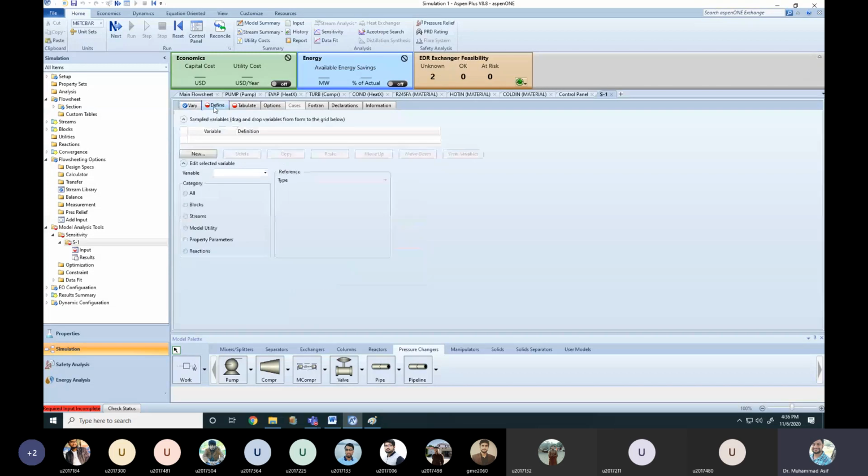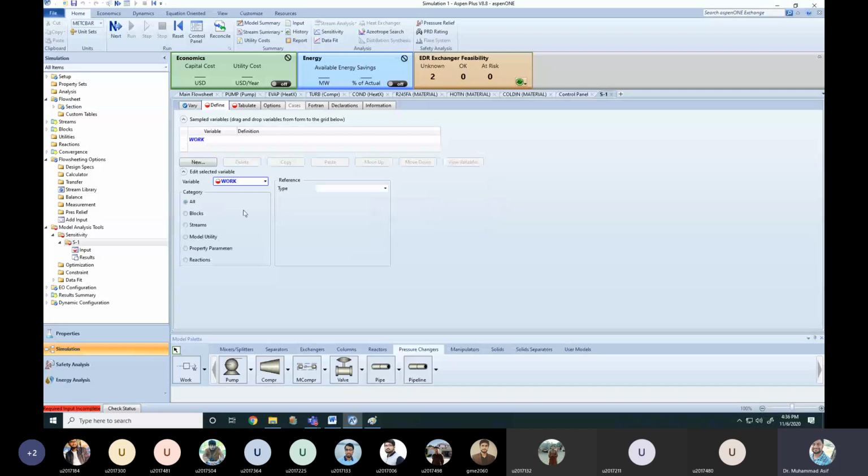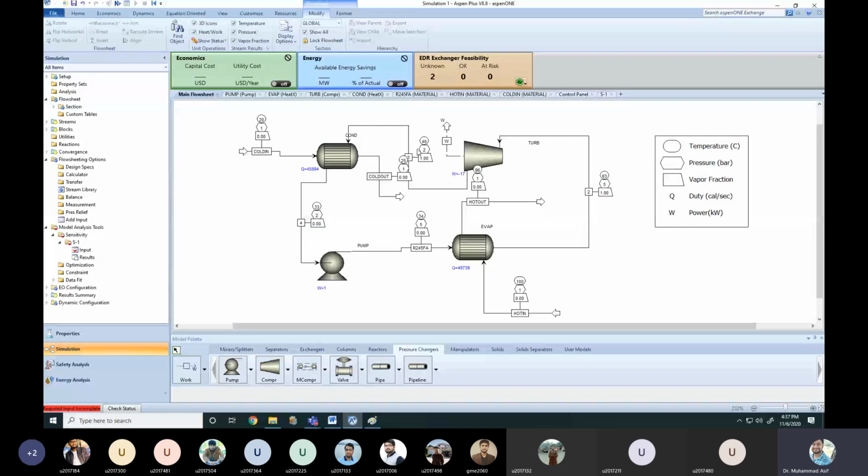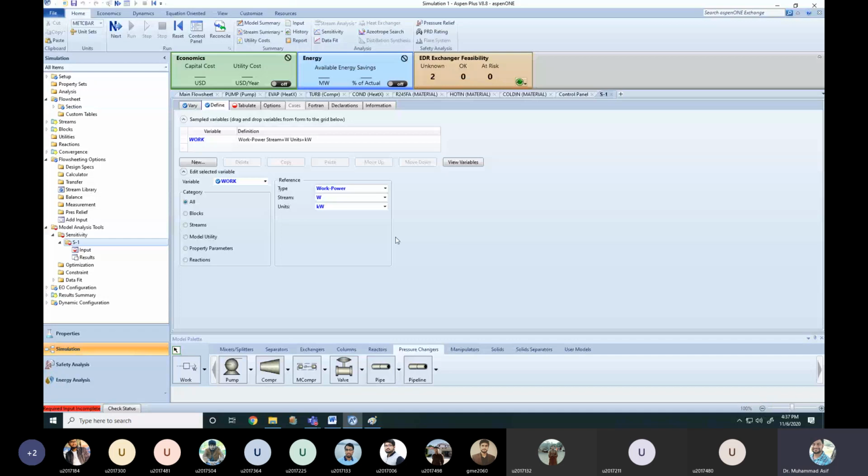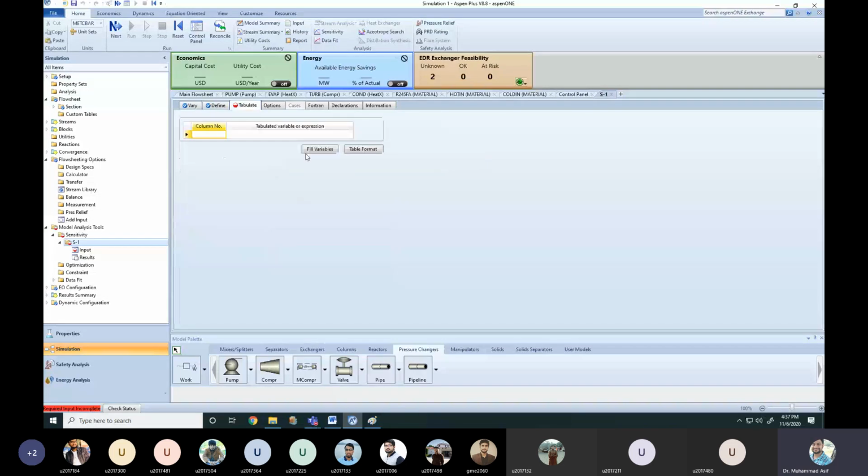And what I want to get? I want to get, let's say, work of the turbine. It's just a name. You can give any name, right? So I want to get the work. So what is the type that you want to know? That's the work or power. And from which stream? W, because we have given that stream the name W. If you recall, we have given this name as W. So from W, and then you can fill that table.